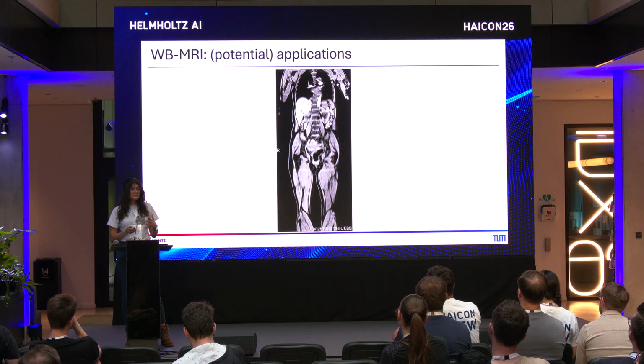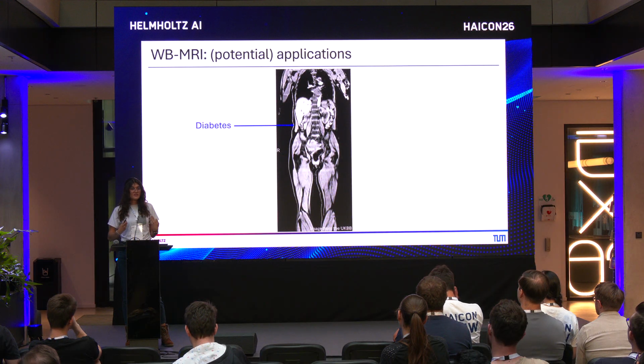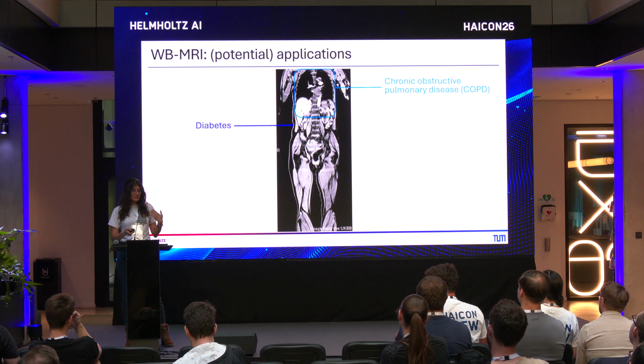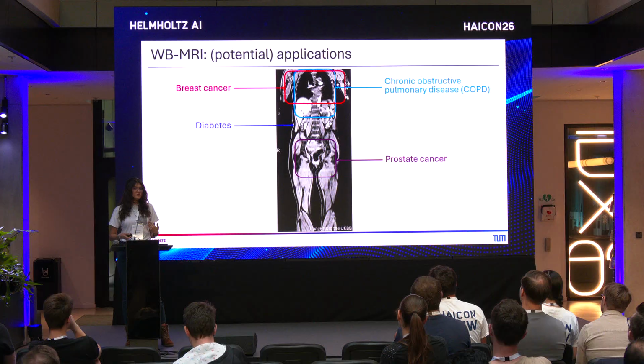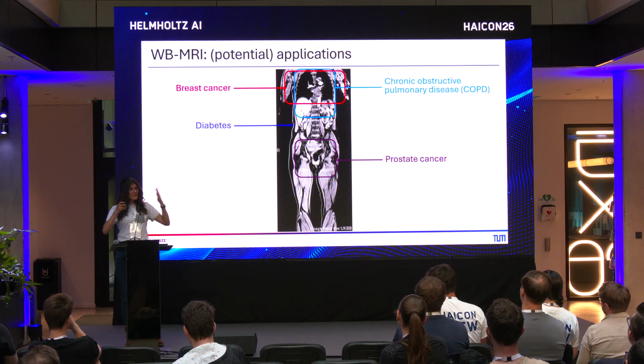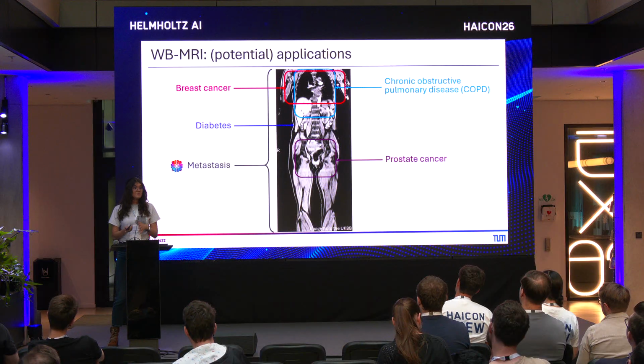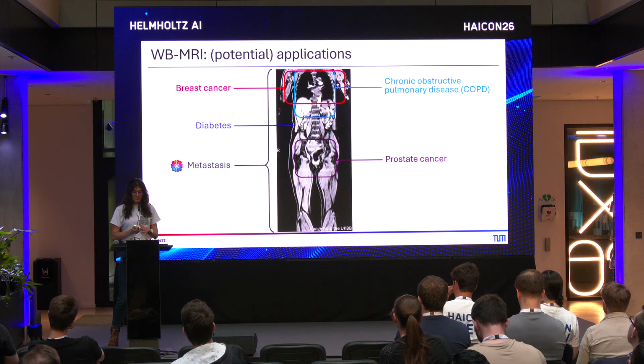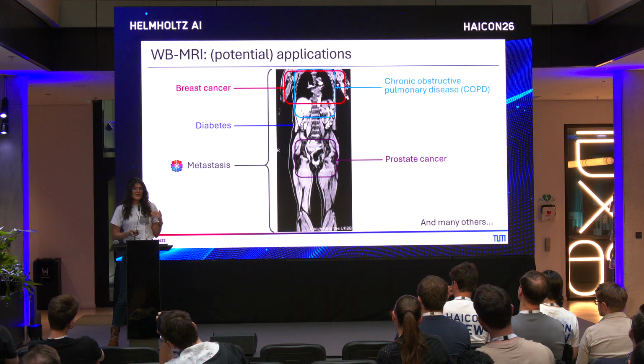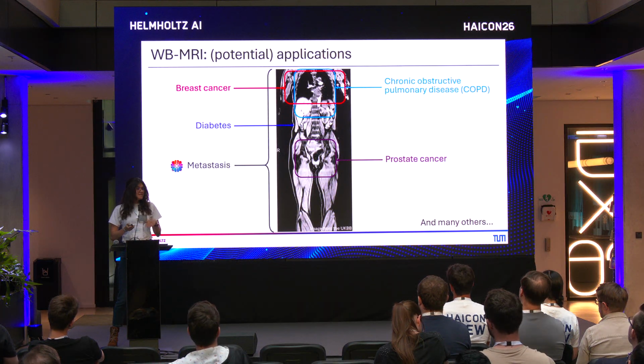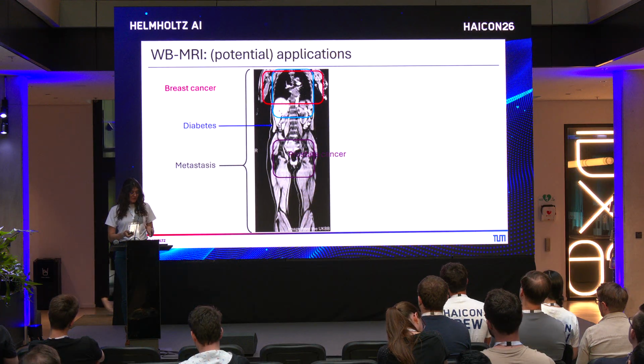But with these images, we have some potential applications, for example, diabetes, in which you need to analyze the ratio of the fat distribution in the body, or you can target more localized diseases, like, for example, chronic obstructive pulmonary disease. You could use it for oncology applications, also localized targets, or more general targets still in oncology, like metastasis, which is a task in which we are particularly interested. And of course, there are many, many other applications. But in this work, we focus on those 5.